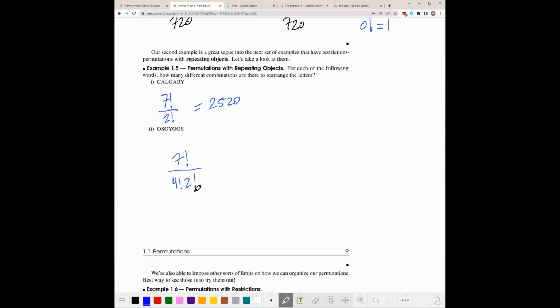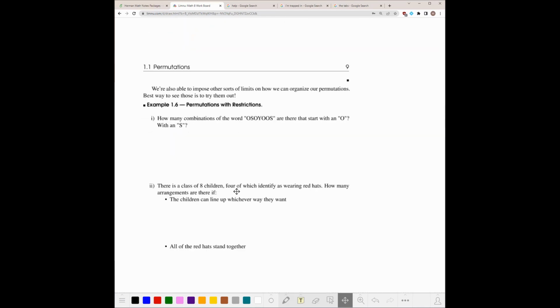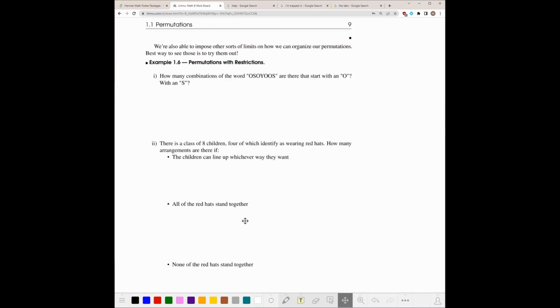So I'm going to go ahead and type this in. 7, oops, sorry, factorial. I'm saying sorry, but you can't even see what I'm saying sorry about. Divided by 2 factorial, which is 2, times 4 factorial, which is 24. And that gives me 105 different ways that I could rearrange the word Osoyoos. Neato. Okay, what if we had restrictions imposed on it as well?